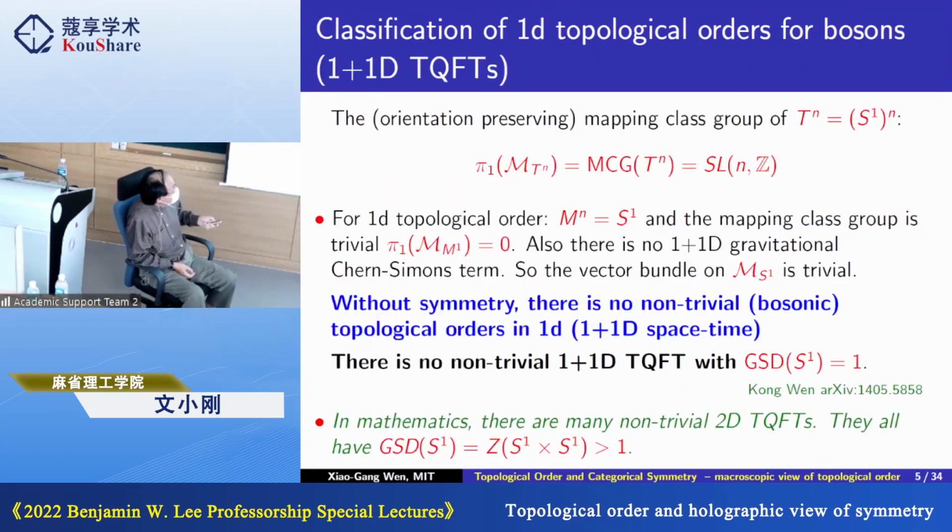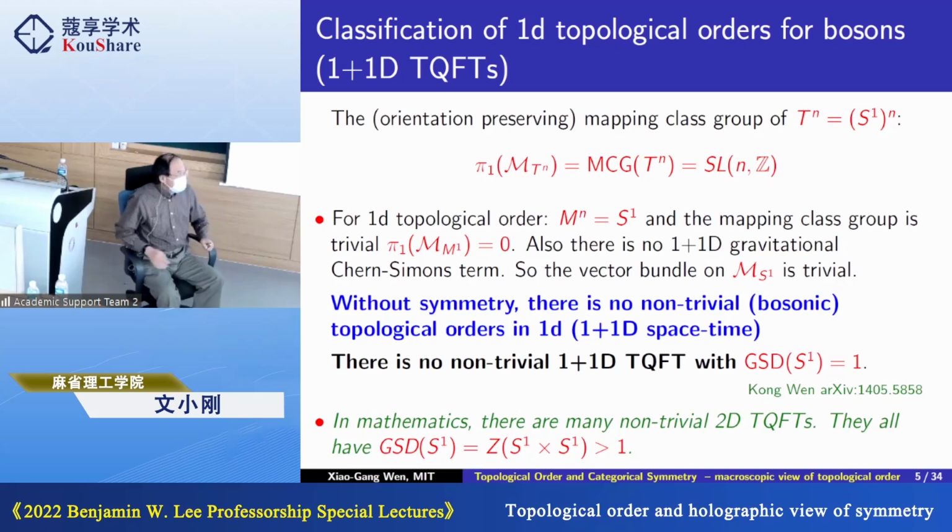Actually, in one dimension, the formula for the mapping class group of the n-dimensional torus is SL(n,Z), where n is the dimension of the torus. For n equal to 1, the mapping class group is trivial, and there's also no gravitational term. So in 1+1 dimensions, there's no topological order. If this conjecture works, that's it.